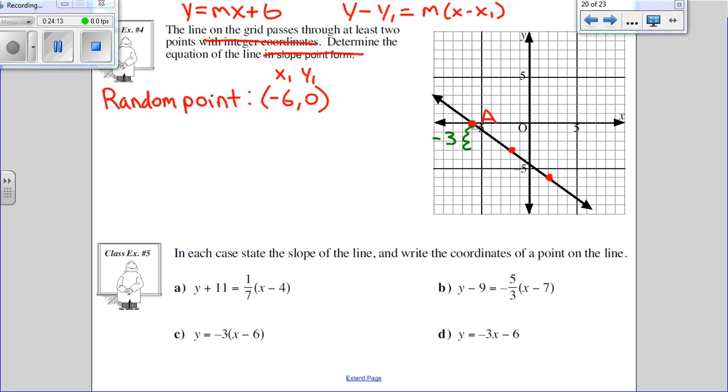And you could do that exact same method from any of the points and you would get negative 3 over 4. So if I chose a different point, it would still go down 3, 1, 2, 3, and over 4, 1, 2, 3, 4. It doesn't make a difference.